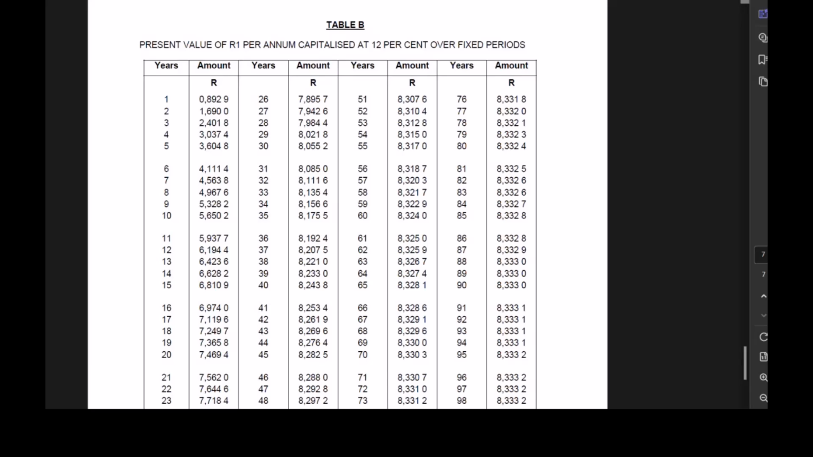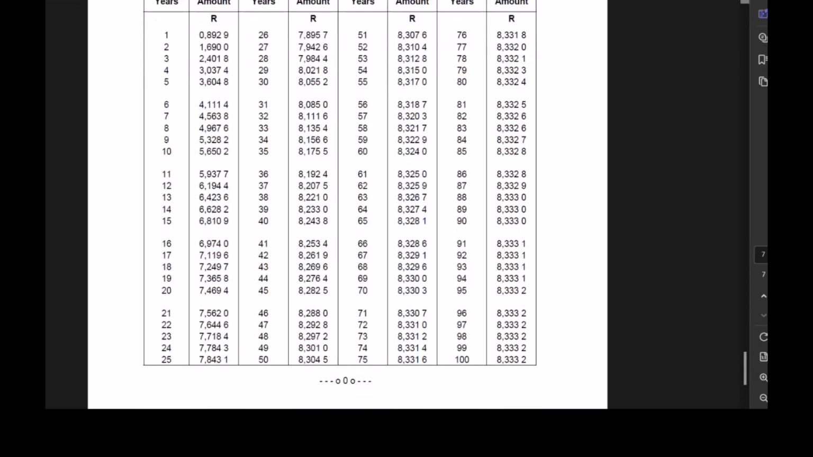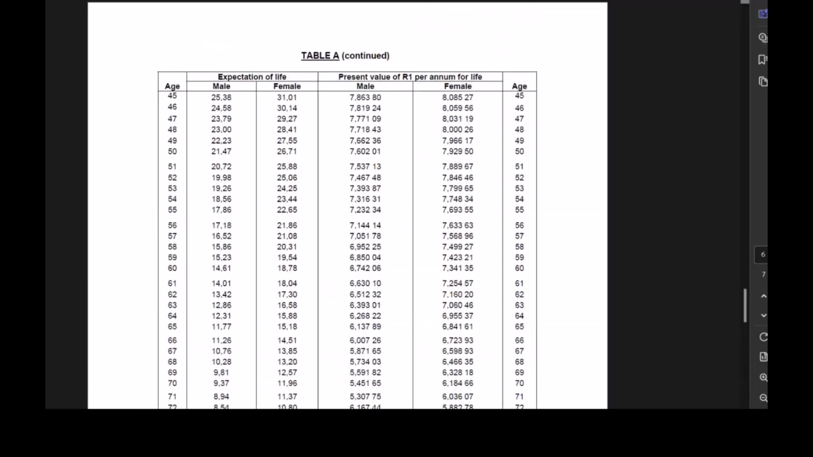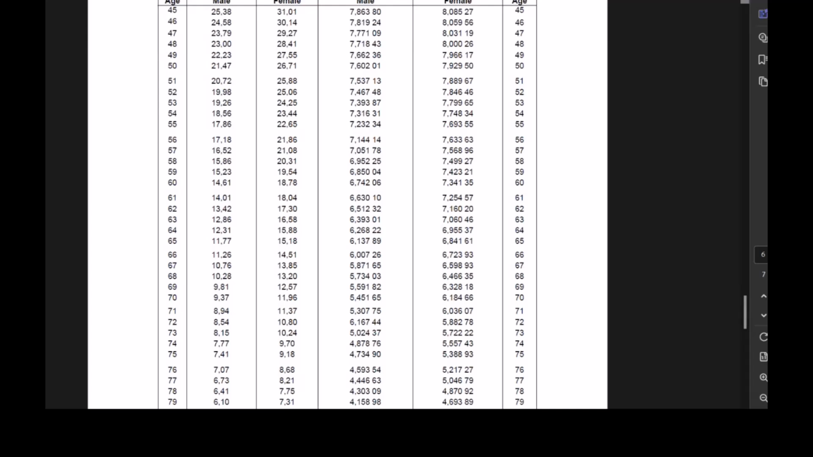And then we also do a comparison again between the years, which will be the 50 years, and then the factor for the trust will be 8.3045. But then again, we know that this life expectancy of 50 years is much higher than the life expectancy of the 69-year-old, which is still 9.81. So we would still use Jabu's life expectancy to calculate the factor for the trust. We would still use 5.59182, because again, Jabu's life expectancy is shorter than that of the trust. Does that make sense?